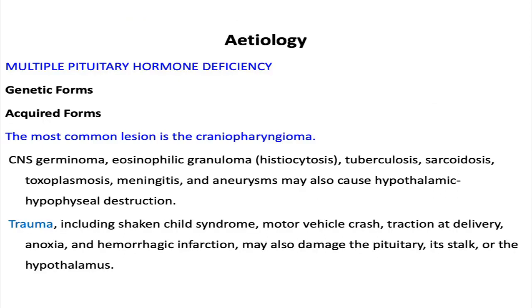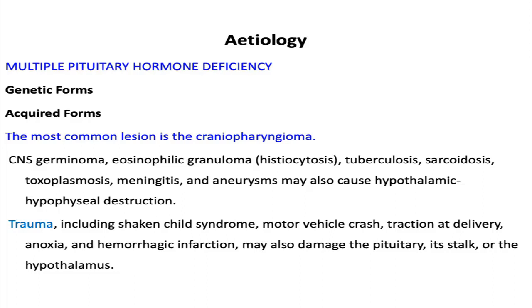The etiology: either we have multiple pituitary hormone deficiency or isolated growth hormone deficiency. Regarding multiple pituitary hormone deficiency, there are many genetic forms, that is inherited forms, and others are acquired forms, and the most common lesion is the craniopharyngioma. In addition to that, there is CNS germinoma, eosinophilic granuloma, that's to say histiocytosis, TB of the brain, sarcoidosis, toxoplasmosis, meningitis could be complicated by deficiency of the pituitary hormone, and aneurysm may also cause hypothalamic hypophyseal destruction.